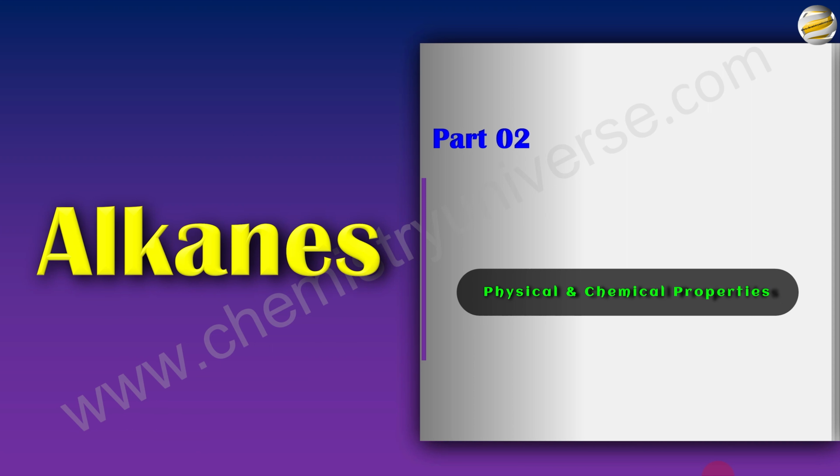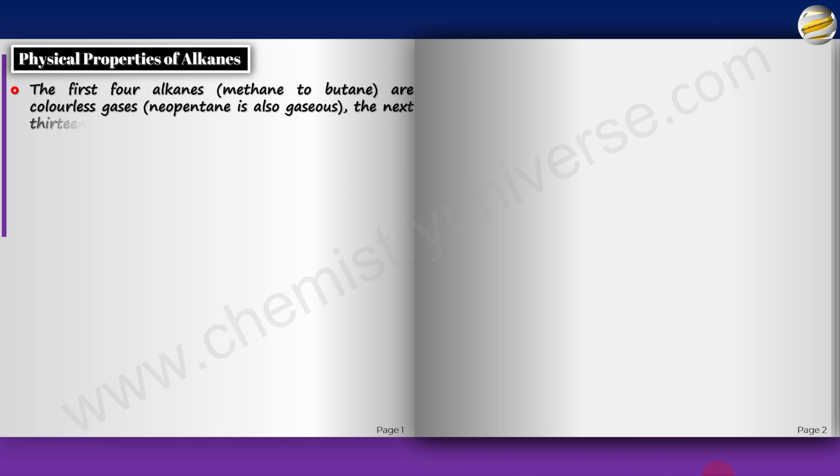All right, so let's get the ball rolling. So we'll start with the physical and chemical properties of alkanes. Now, the first four alkanes, that is methane to butane, are colorless gases. Neopentane, in fact, is also a gas.